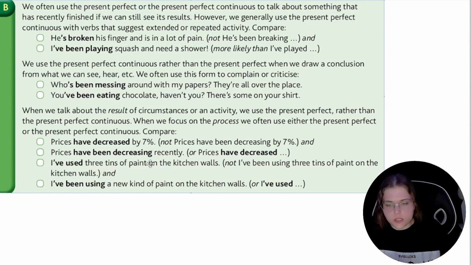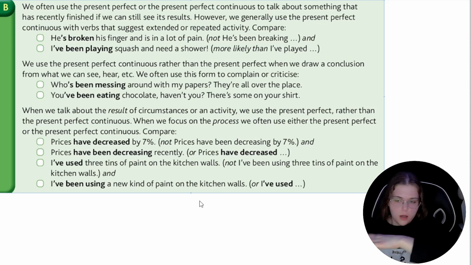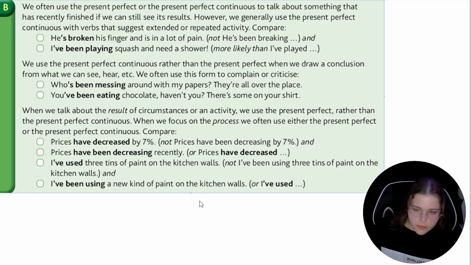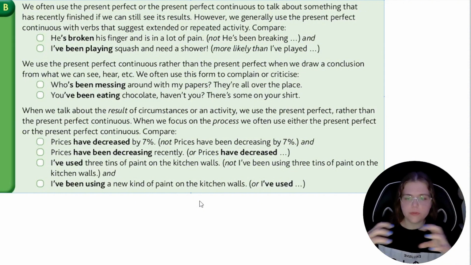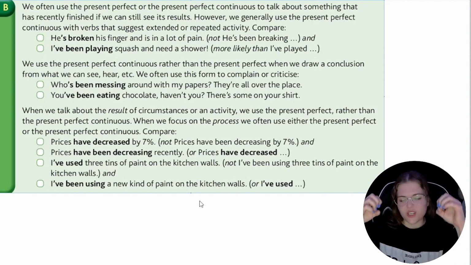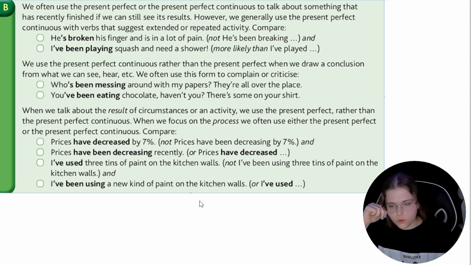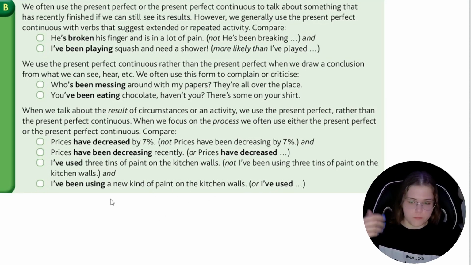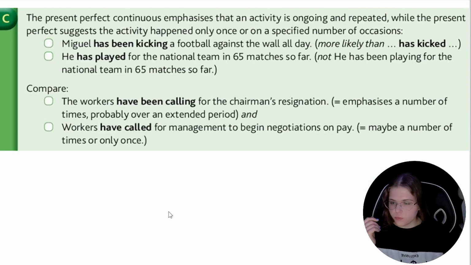But I've been using a new kind of paint means that I was using them, I am using them now, maybe I will be using them in the future, and this is very long, this is very stretched, and this is about a process. Or we can use I've used okay here as well, because just a fact, a new kind of paint, that's it, without any duration, why not?